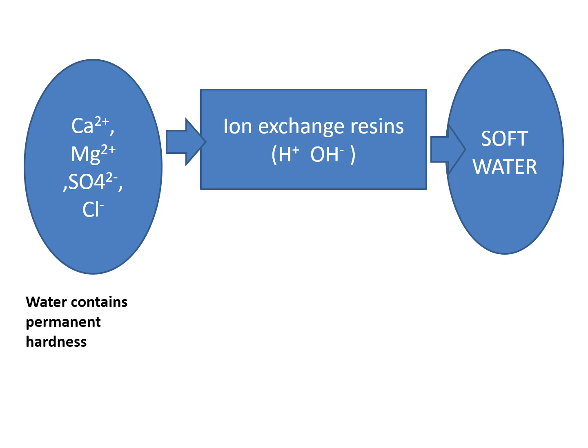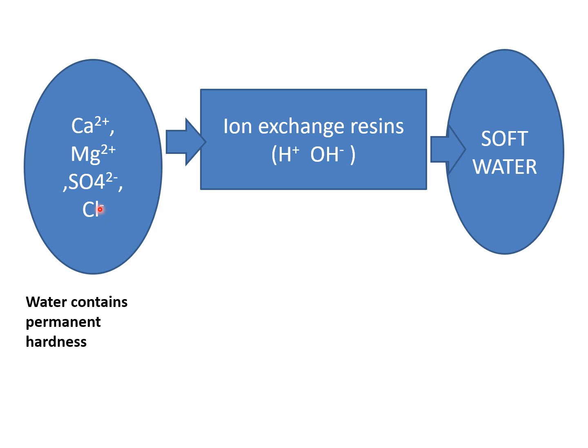Then how does it work? We have water with permanent hardness, calcium and magnesium. Hard water contains permanent hardness, in which calcium 2 plus and magnesium 2 plus are the cations present in hard water. Cations means species carrying positive charge, and sulfates and chlorides are the anions carrying negative charge present in hard water. Calcium and magnesium are the cations, and sulfate and chloride are the anions present in hard water.